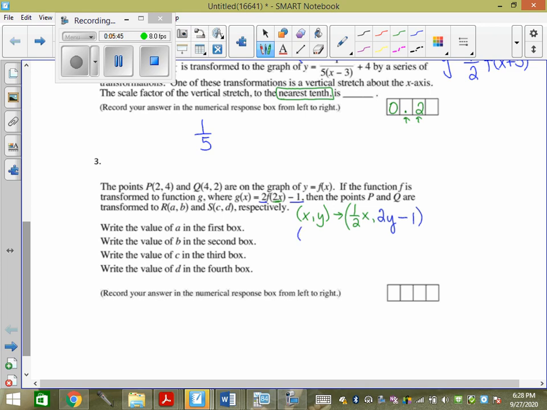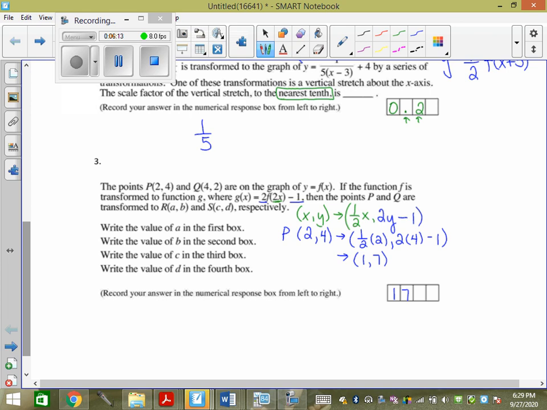So we're going to go 2, 4. So this is P. 2, 4 becomes 1/2 times 2, comma 2 times 4 minus 1. So I'm going to get 1/2 of 2 is 1. 2 times 4 is 8, minus 1 is 7. So I get 1, 7, so respectively in that order, 1, 7.